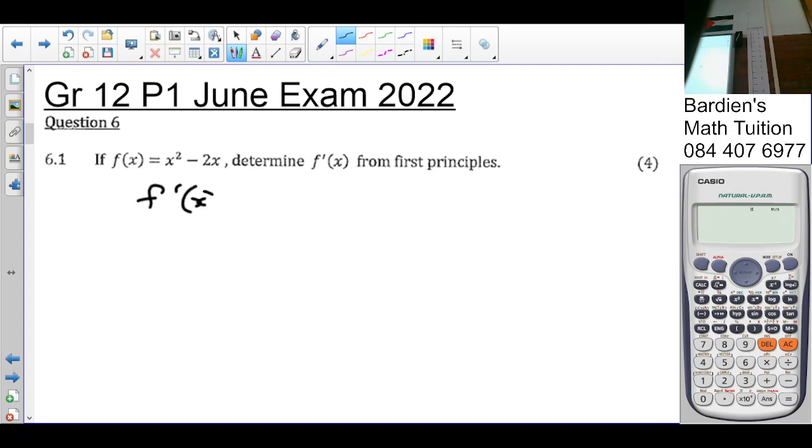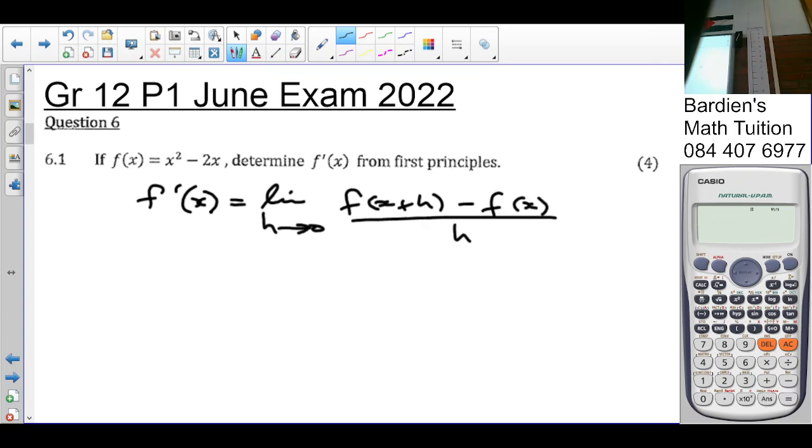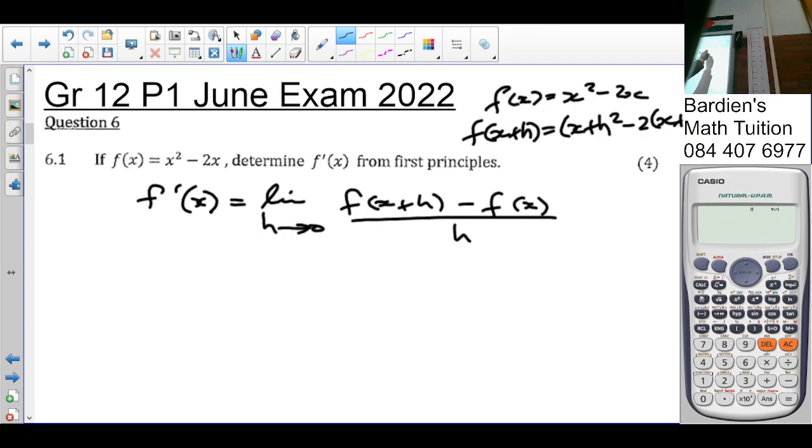It follows the formula: f prime x equals the limit as h approaches 0 of f of x plus h minus f of x, all over h. This formula is also on your formula sheet. So if f of x is equal to x squared minus 2x, then f of x plus h is going to give you x plus h squared minus 2 into x plus h.